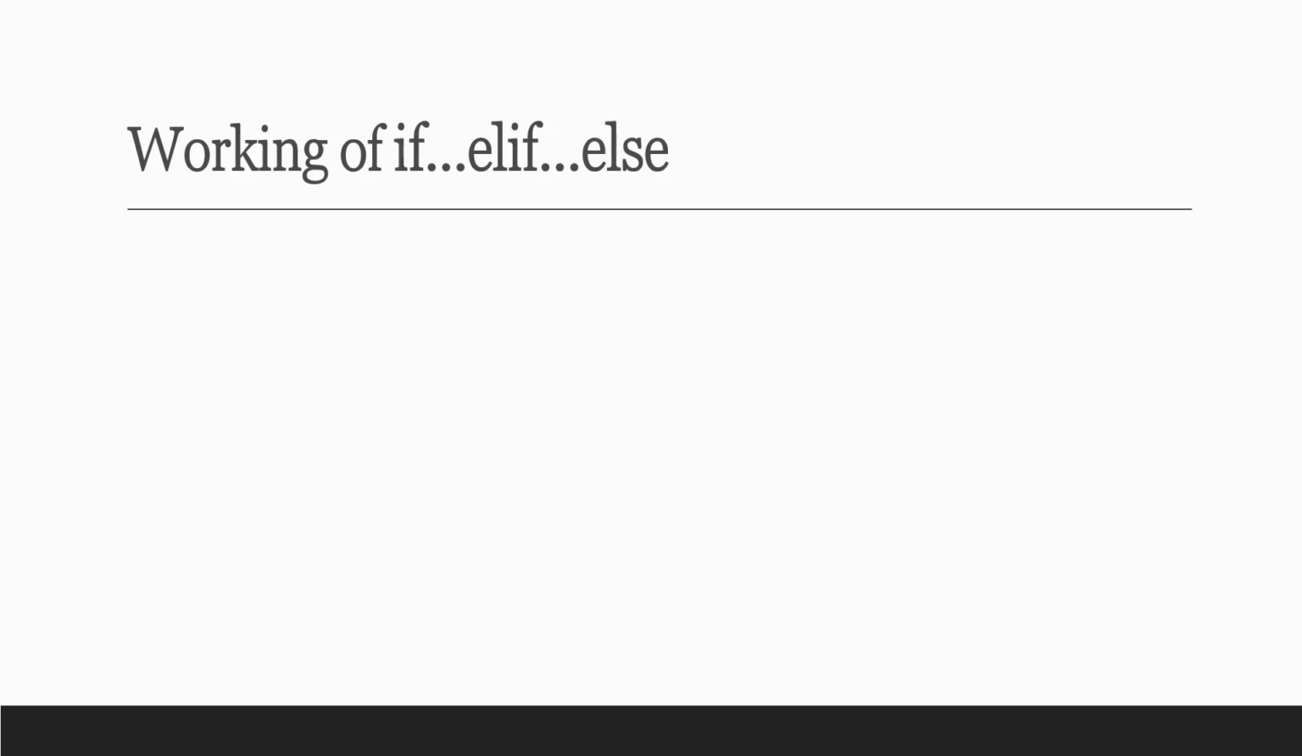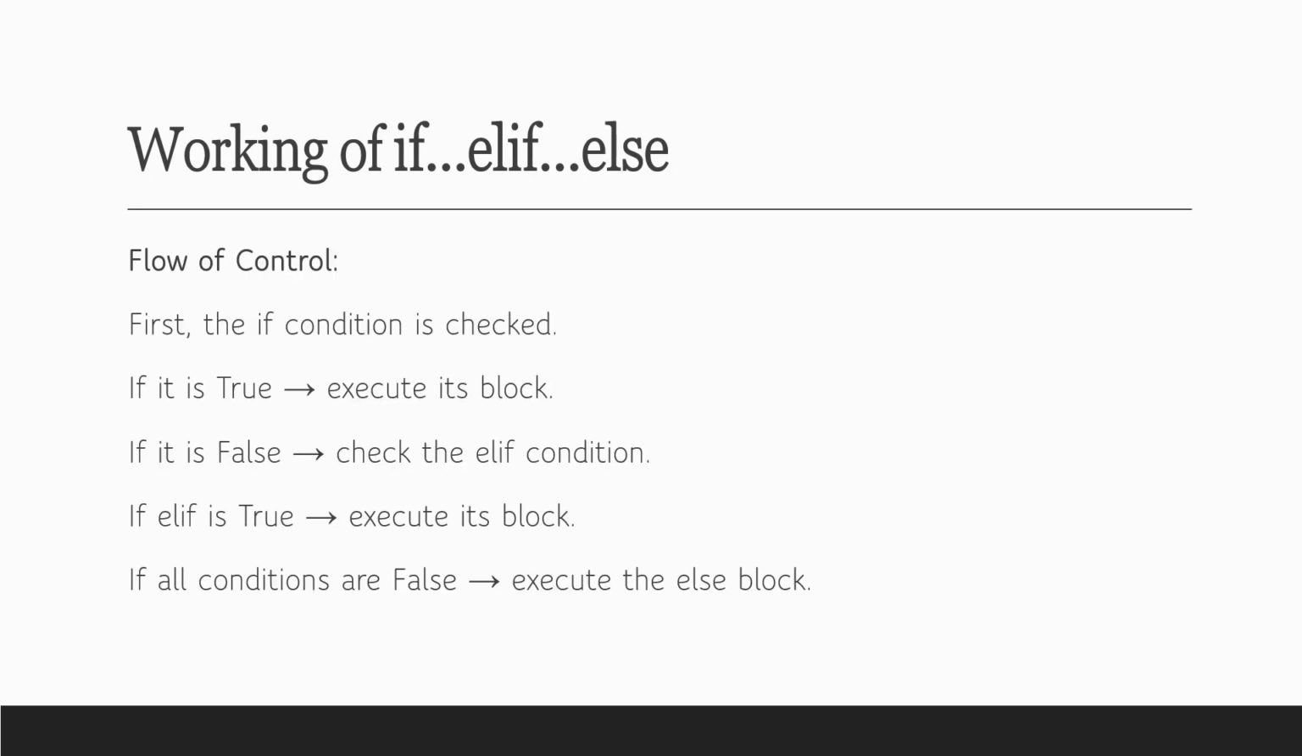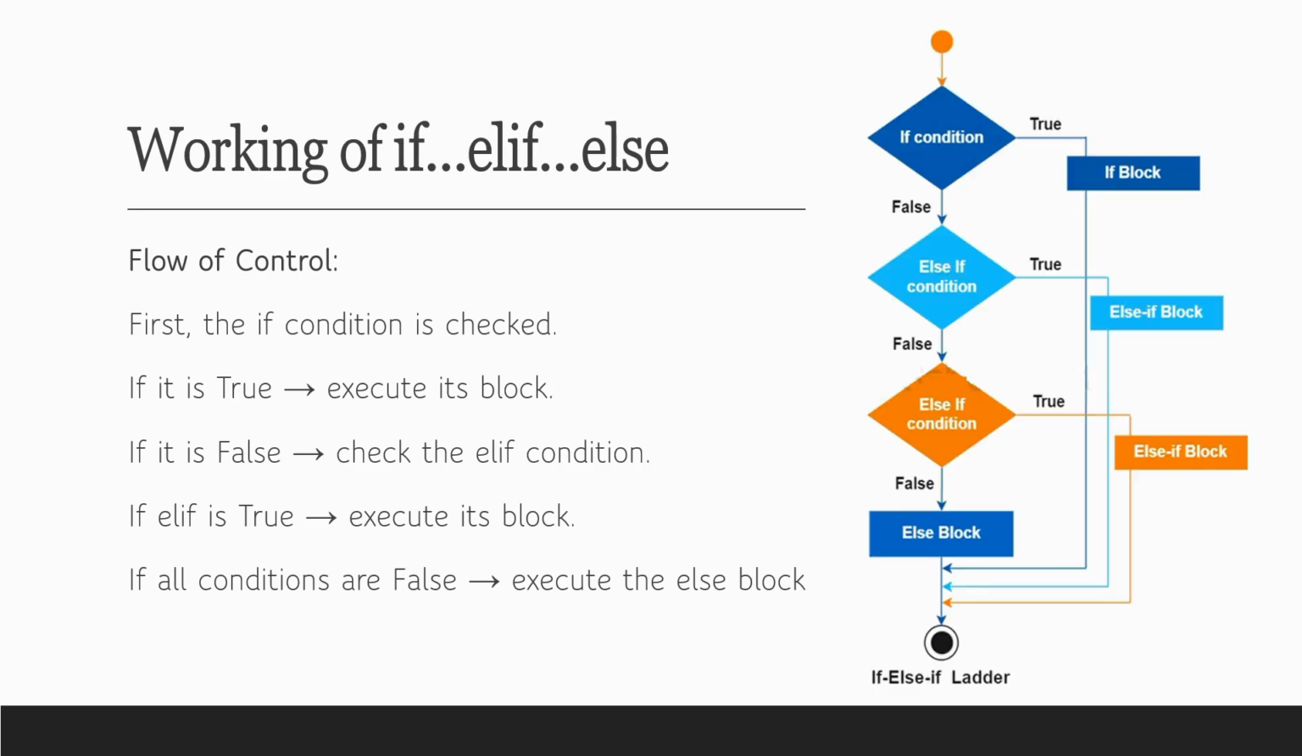Working of the if-elif-else statement. Let us understand the flow of control. First, the if condition is checked. If the condition is true, the block under if is executed. If the condition is false, the program does not stop. It moves to check the elif condition.